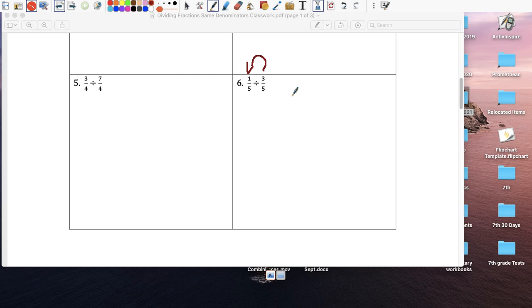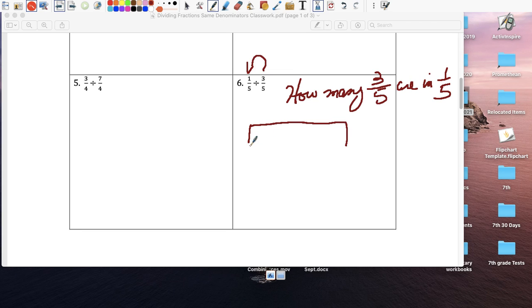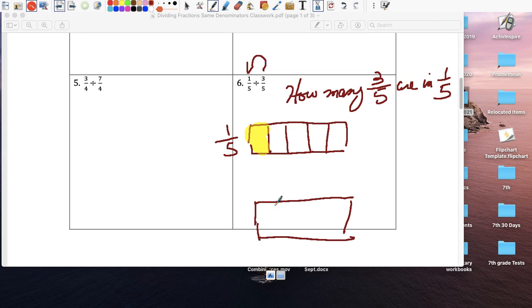Same thing here. How many 3/5 are in 1/5? So let's draw what we have. I have a chocolate bar. 1, 2, 3, 4, 5, and I only have 1 piece left. But I want to give each of my friends 3. You're going to say that's not possible. It's not. I can't fit all these 3 in that one.